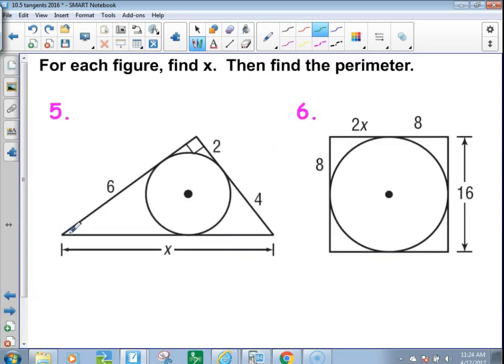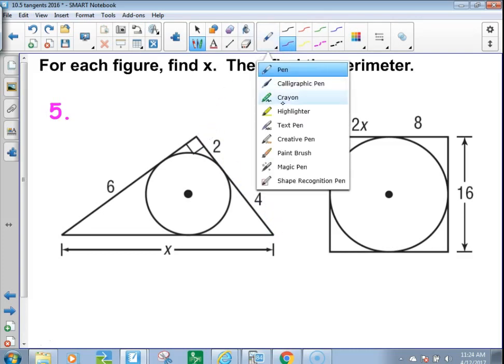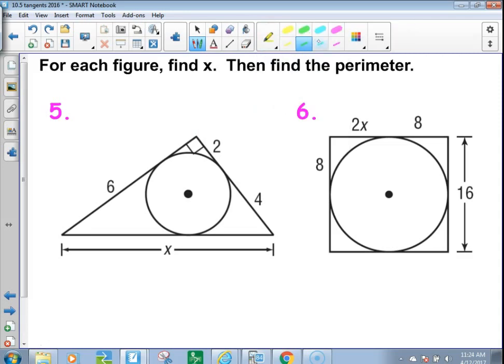Now we're going to use it. This is not a regular polygon. This is an irregular triangle, or a triangle that is scalene. We're going to use the concept that if two tangents come from the same point outside the circle, they're equal. Excuse me, I said that incorrectly. These are both 2. Going this way. These are both 4.